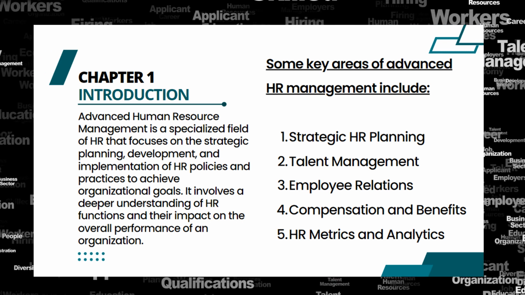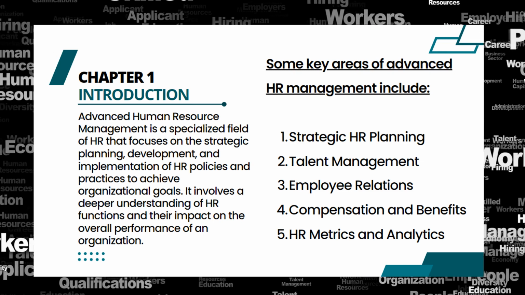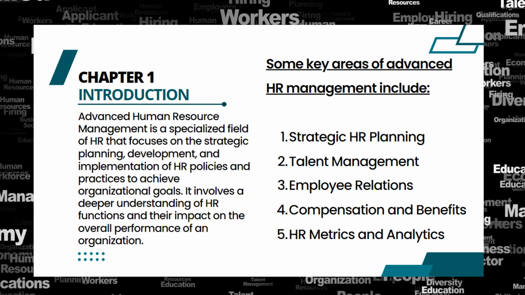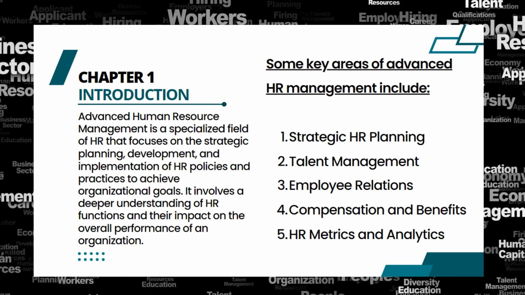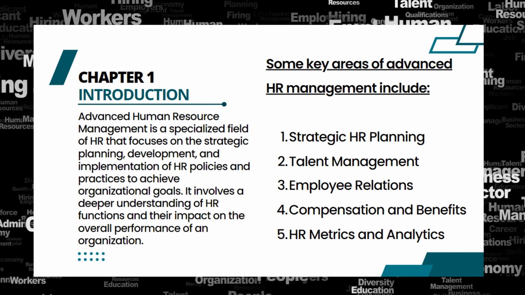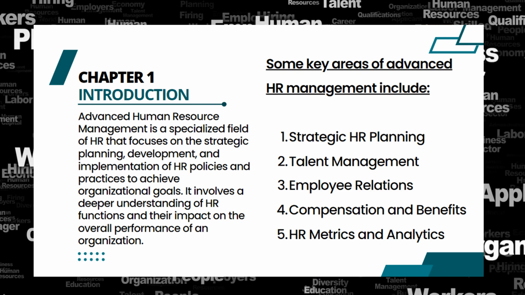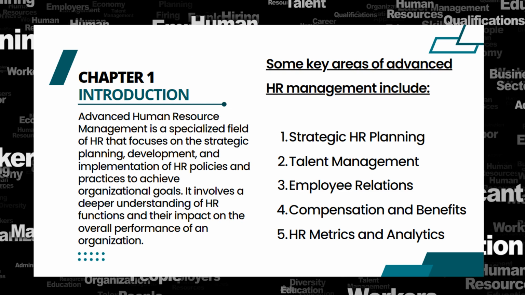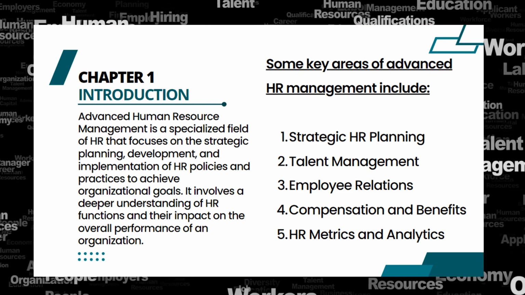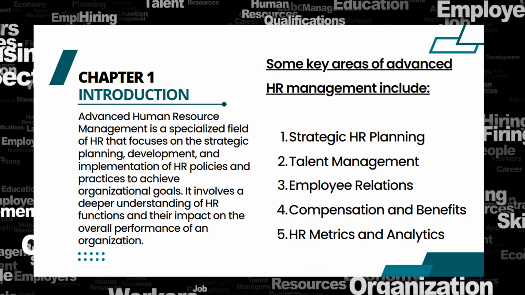Number two, talent management. So, this involves attracting, developing, and retaining the right talent for the organization. It includes activities such as recruiting, training and development, performance management, and succession planning. Number three, employee relationships. This involves managing the relationship between employees and the organizations. So it includes activities such as employee engagement, communication, conflict resolution, and diversity and inclusion.